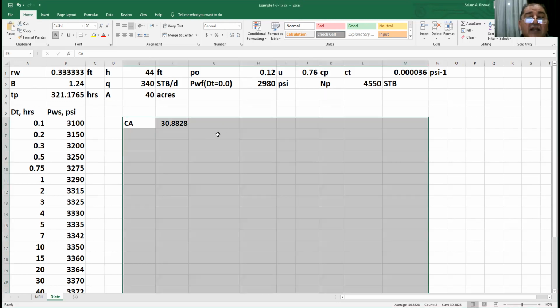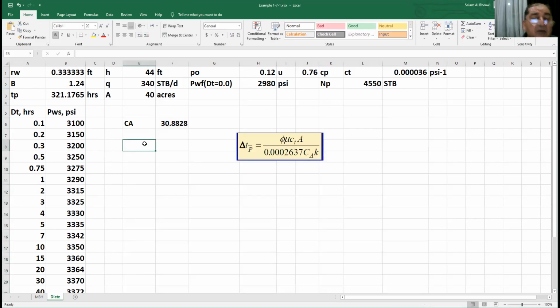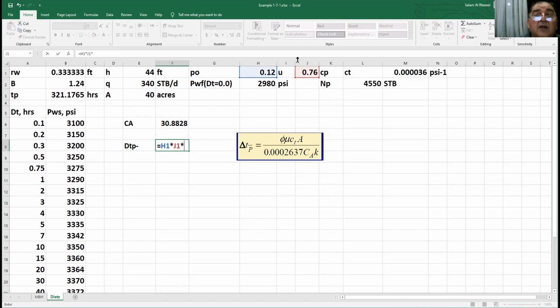So this is delta TB dash. This is the model for delta TB dash. Now we're going to calculate DTB dash. Okay, should be something like that. So this would be what? This would be phi mu CT.